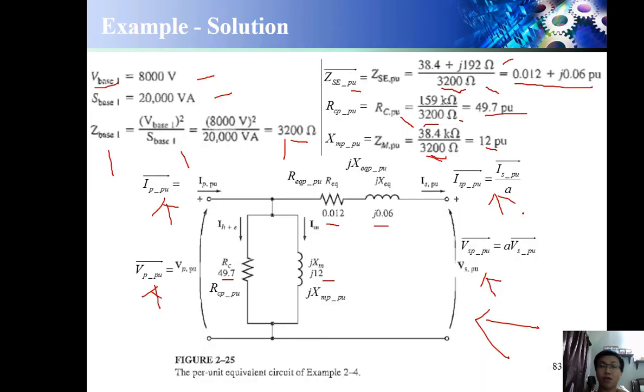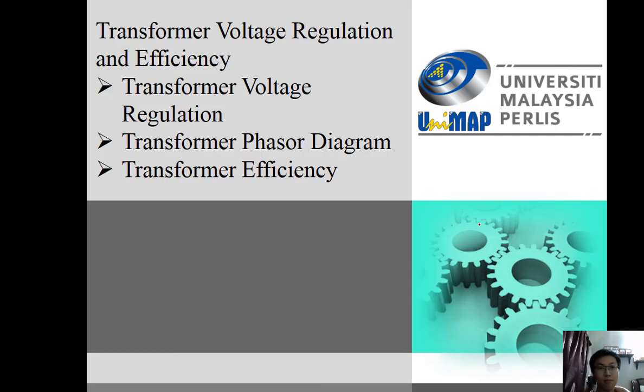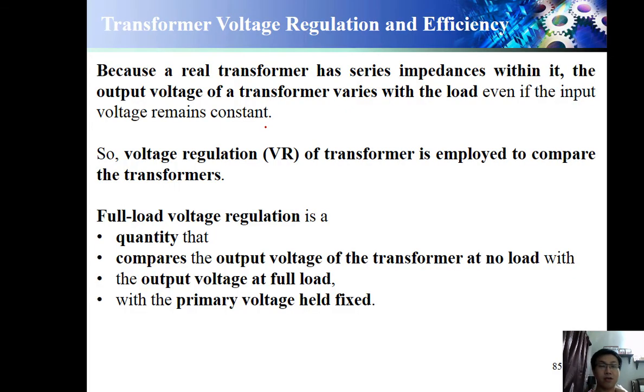So this is how we find the per unit system. Next, we'll talk about transformer voltage regulation, phasor diagram, and efficiency. When we talk about voltage regulation, now we must think of phasor diagram. They are very good friends.